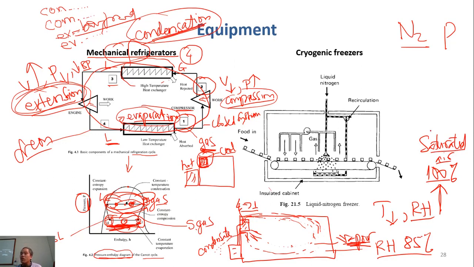And then that starts the condensation. 100% is the maximum, so it has to condense out. And then the vapor in the air will condense here and become condensate. So they have to collect this water out.